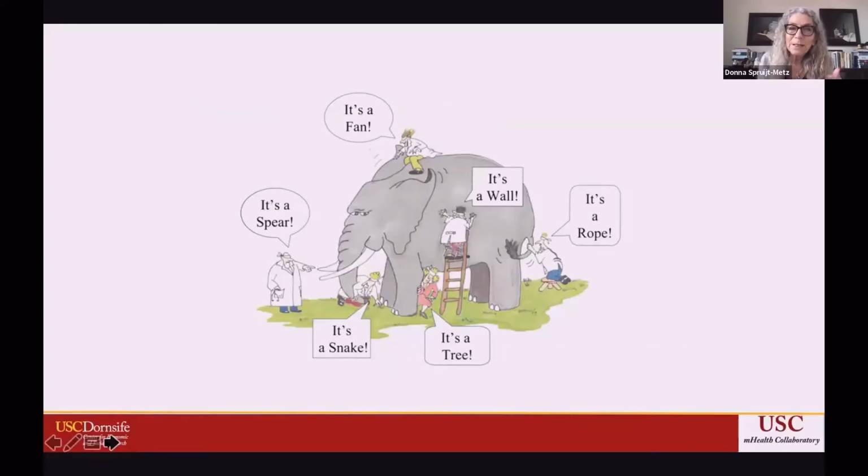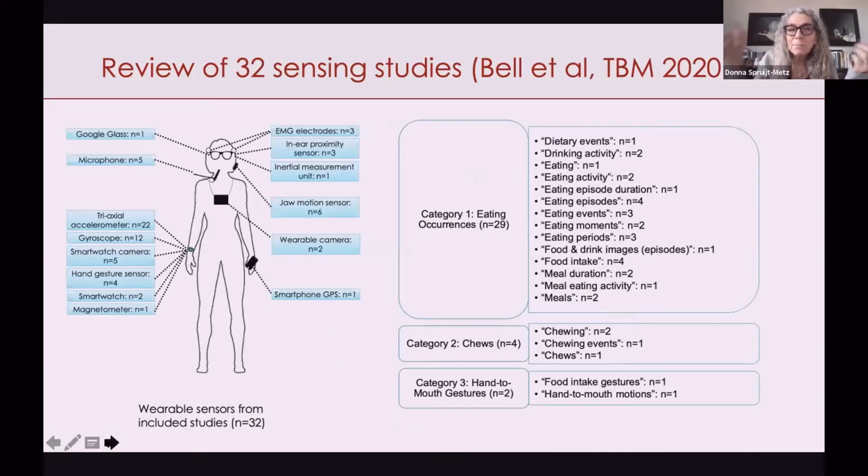So often when you're working in a transdisciplinary team, you've got this problem. Everybody sees the elephant differently. And you really, during your norming and storming periods, you all have to figure out how you're seeing this elephant. And it's really a lot better to do it at the beginning of the research than to find out halfway through that you're all looking at a different elephant. A really good example, and what came out of that discussion that I showed you of it's a bite, it's an eating event, is Brooke Bell, who just got her PhD, Dr. Bell, did this wonderful review of 32 sensing studies of just of eating.